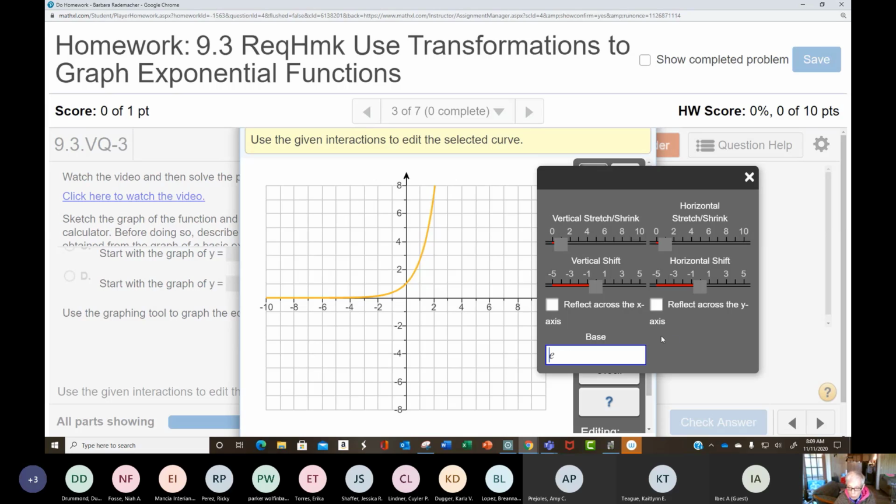Oh, are they going to make us go in order? No. Base is 2. If you recall, this is f of x equals 2 to the x plus 2. Okay, so I changed the base to 2. Now, there is no vertical shrink. There is no horizontal shrink. There is no vertical shift, but there is a horizontal shift of 2 to the left.